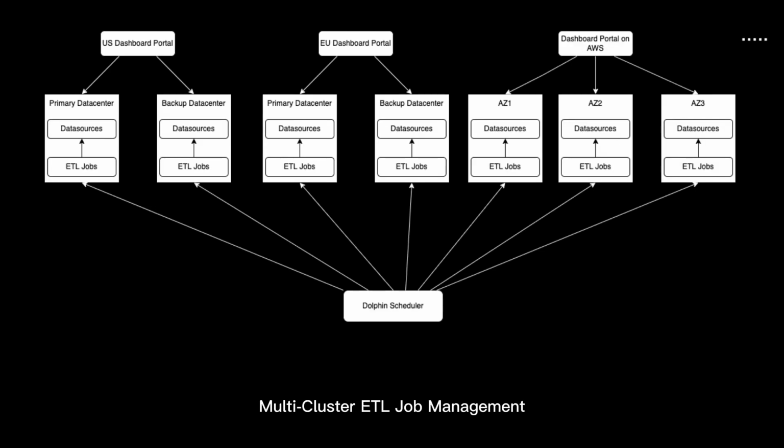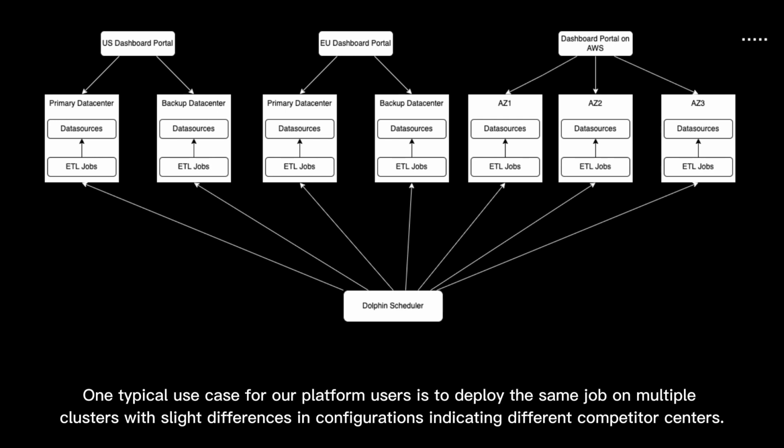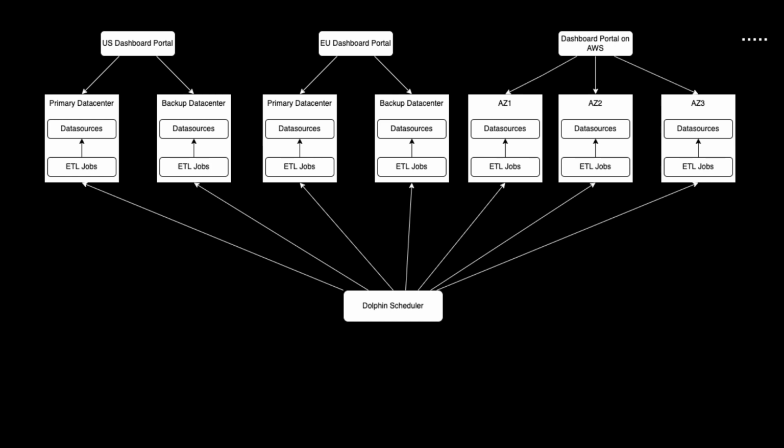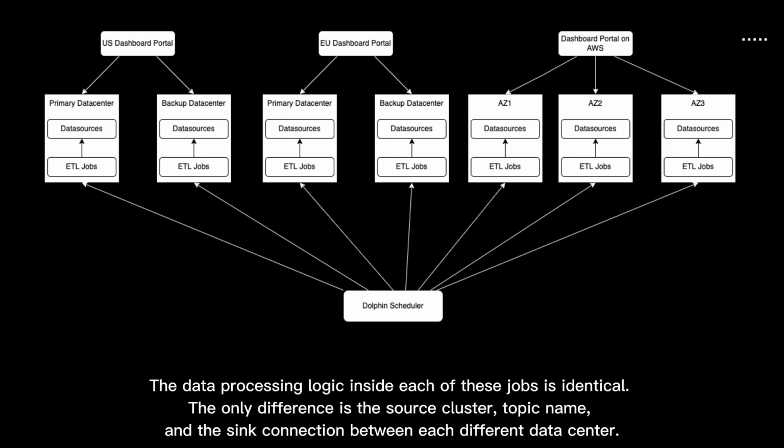Multicluster ETL job management. One typical use case for our platform users is to deploy the same job on multiple clusters with slight differences in configurations, indicating different data centers. The data processing logic inside each of these jobs is identical. The only difference is the source cluster, topic name, and the sink connection between each different data center.